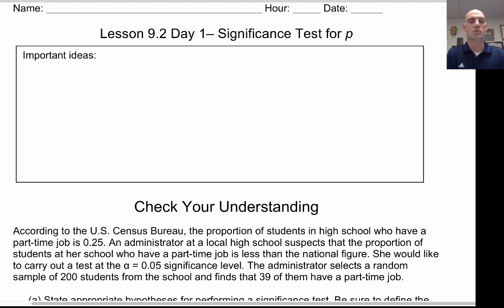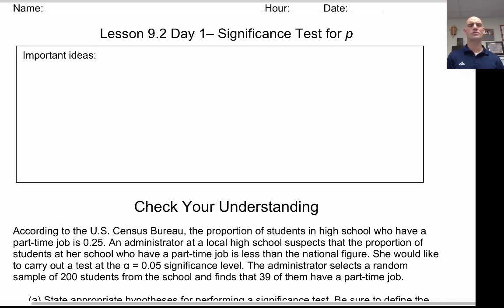The administrator selects a random sample of 200 students from the school and finds that 39 of them have a part-time job. Okay, this is how life works, right? So we're just going to put a process on it. Somebody says, "Oh, dude, there's a 50% chance of that happening," and you're like, "There's no way it's that high." And so they say, "Yeah, it is," and you're like, "I'm going to do a test," and you go ask a bunch of your friends.